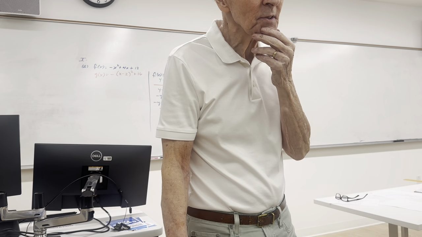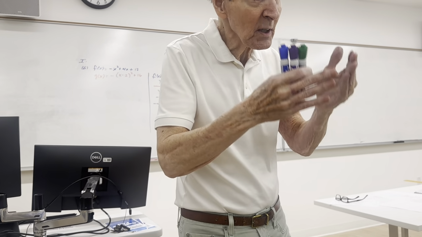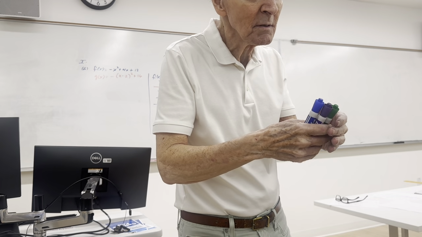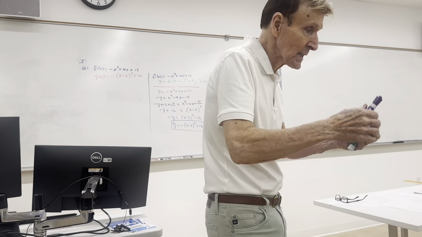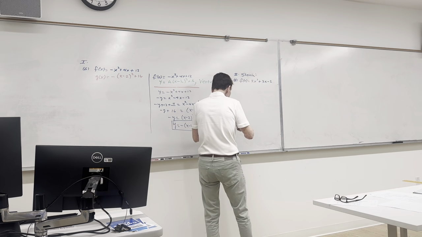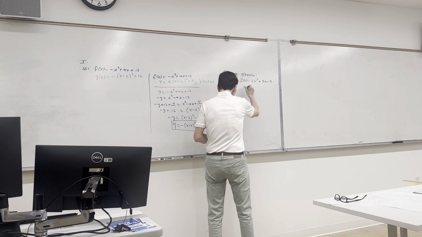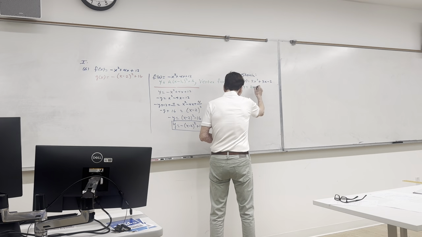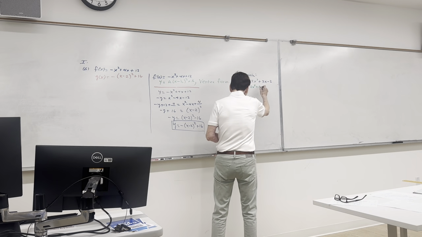I'd be tempted to also say, doesn't -2 say vertically shift down 2? No. It's not in the correct form. It's not in vertex form, they call it. Guys, let's put this in vertex form by completion of the square. I would suggest you write this as y. It's easier than the f of x.